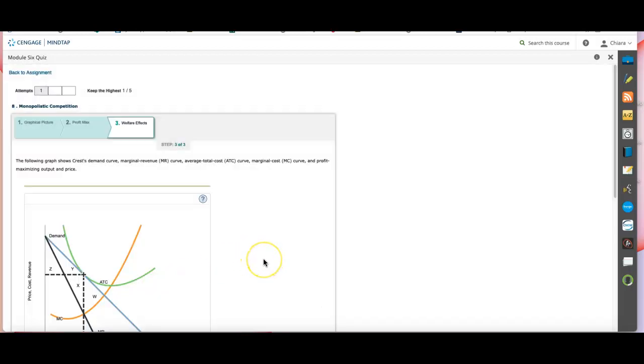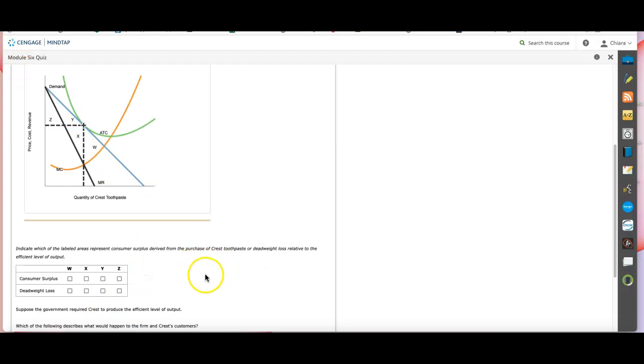Next step, the welfare effects. We know that there's a social inefficiency in monopolistic competition because firms produce at a quantity that is less than their capacity to produce, right? There's excess capacity in a monopolistically competitive market. So the rest of this question is more conceptual: to identify consumer surplus and deadweight loss caused by monopolistic competition.